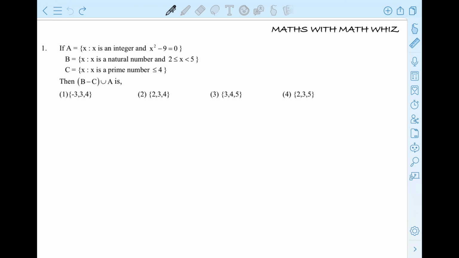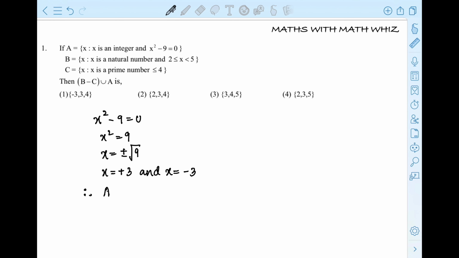So firstly, we need to get the elements of sets A, B and C. To get the elements of capital A, I should consider x square minus 9 is equal to 0. So x square will be equal to 9, x is equal to plus or minus root 9. So x will be equal to plus 3 and x will be equal to minus 3. Therefore, I can write set A as {minus 3, 3}.